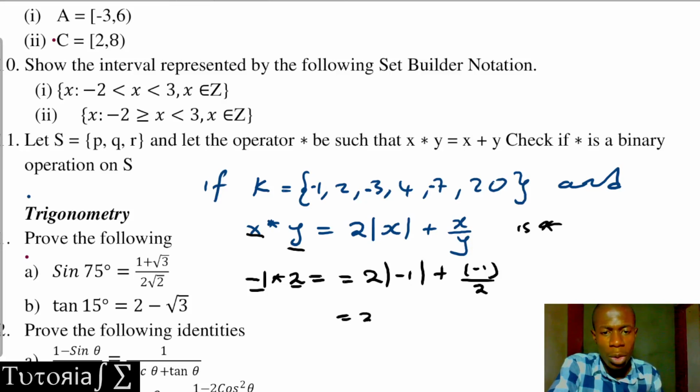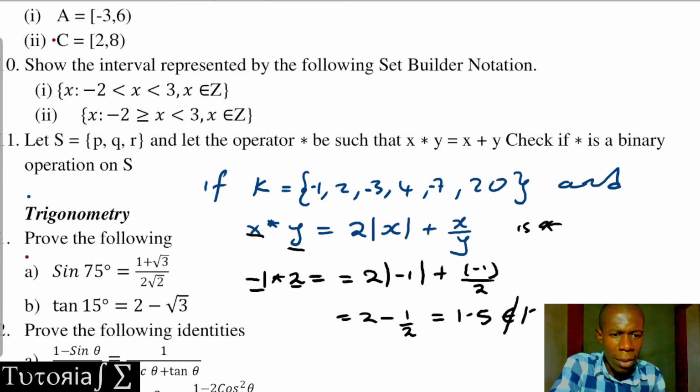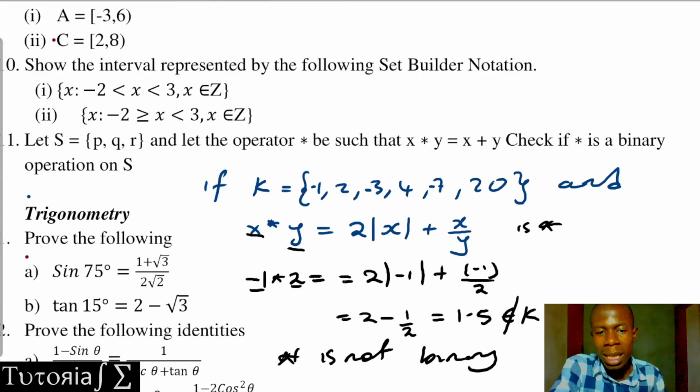1. So this is just 2 plus, or 2 minus, it will be minus because of the minus here. So 2 minus half, which is basically 1.5. And we see that 1.5 is not an element of K. Then we conclude that star is not binary. So this is how you're supposed to approach questions on binary operations.